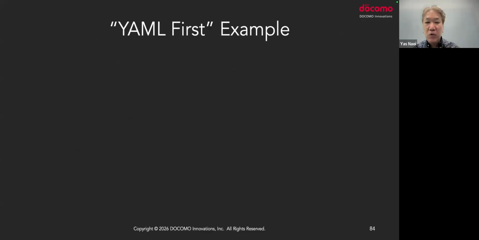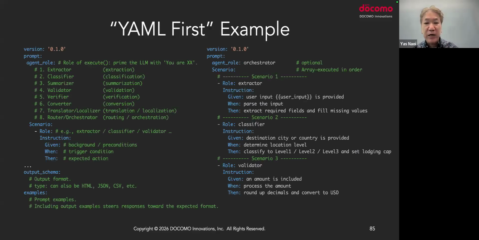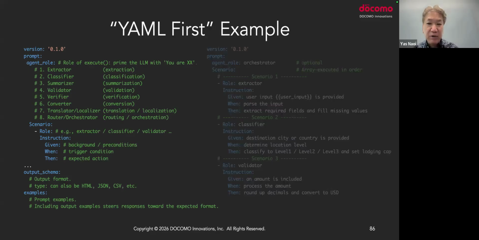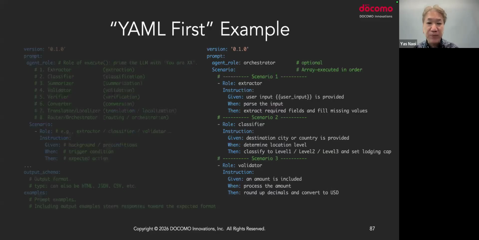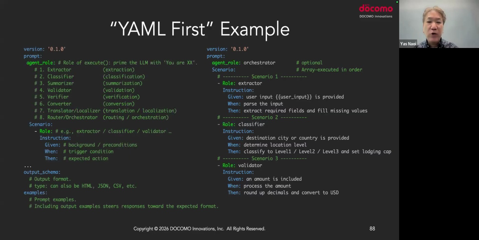So now, what does it actually look like in YAML? Here is a YAML example as a blueprint. On the left, we have a template that defines a structure, and on the right, an actual example applied to our use case. The role section is especially important. When we explicitly tell the LLM, you are a validator, or you are an extractor, the model adopts that role and produces outputs more consistently.